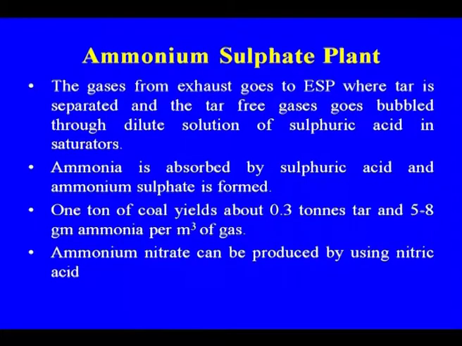If you are interested in ammonium nitrate, then it will be nitric acid in the saturator. 1 ton of the coal adds about 0.3 tons of tar and 5 to 8 grams of ammonia per cubic meter of the gas. So ammonium nitrate can be produced by using the nitric acid.